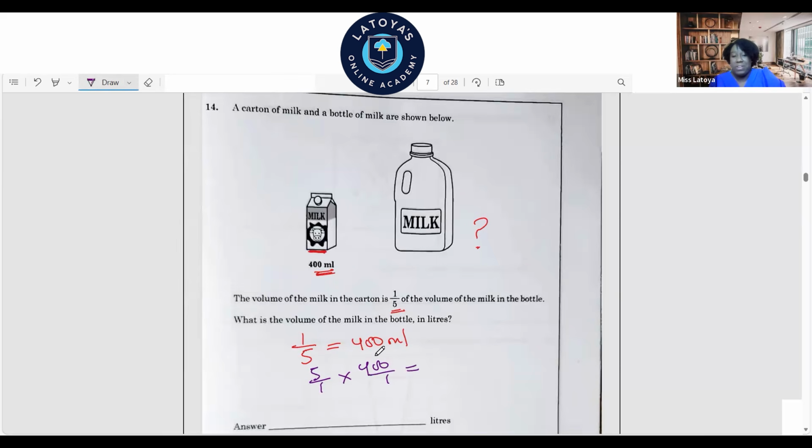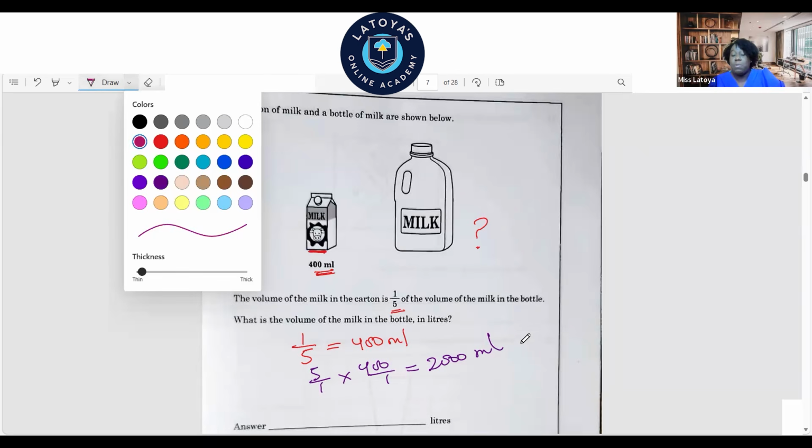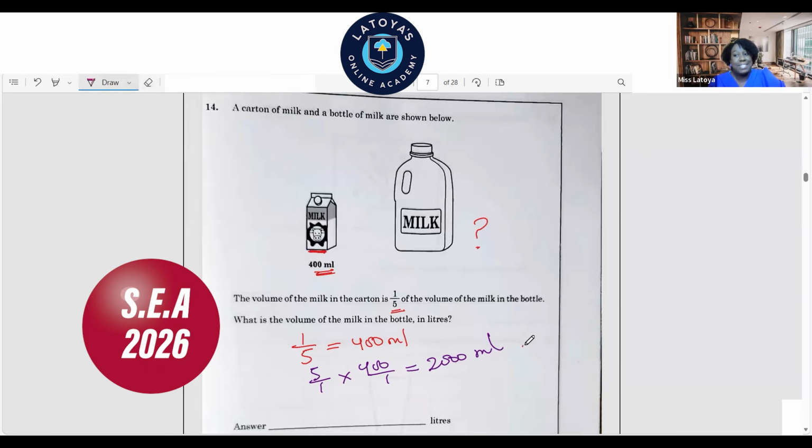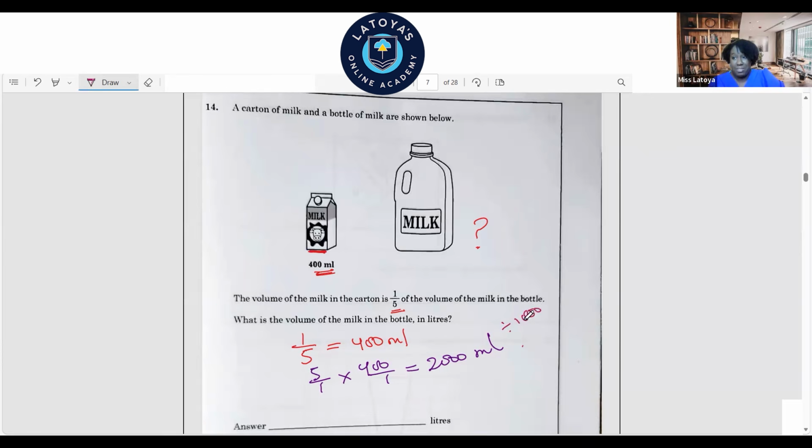5 by 400, similar number to the question before, is 2,000 milliliters. And the question wants the answer in liters. What do we do when we are going from a small unit to a big unit? We will divide, and we will divide by 1,000. Move the decimal point 3 times to the left. So we are getting 2 liters.